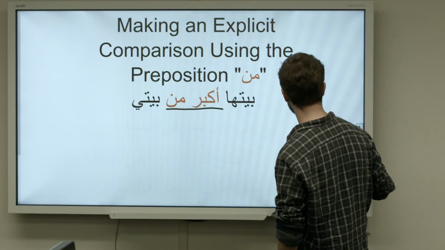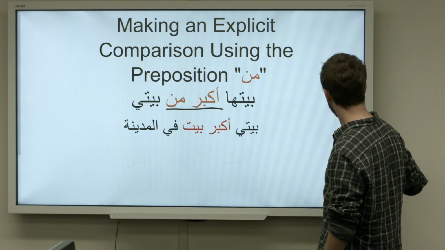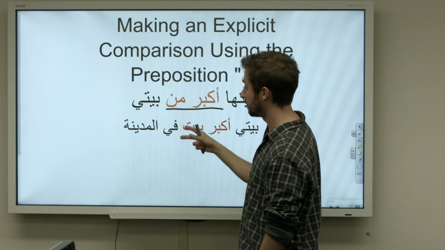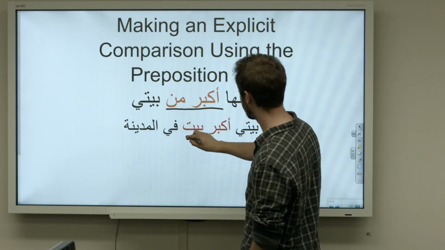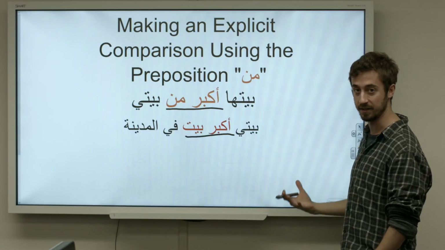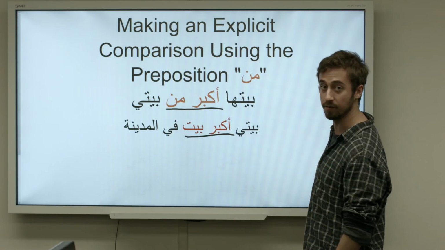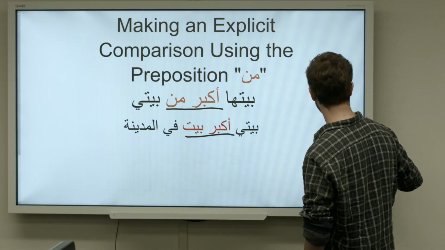And let's just contrast that really quickly with a superlative. Bayti akbar bayt fil madina. So my house is the biggest house in the city. So it's a superlative here, and you can tell by the placement of the word akbar. One more.